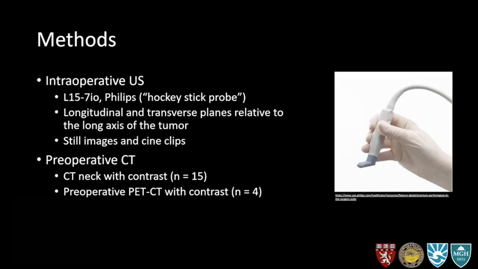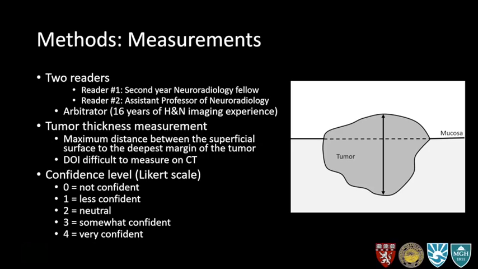In terms of preoperative CT, 15 patients had conventional CT neck with intravenous contrast. 4 patients had preoperative PET CT with intravenous contrast. For image interpretation, we had 2 different readers with variable degree of neuroimaging experience. For any major discrepancies, we had an arbitrator with 16 years of head and neck imaging experience who resolved the discrepancies. For tumor thickness measurements, we measured the maximum distance between the superficial surface of the tumor to its deepest margin.